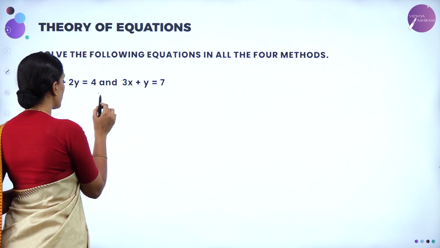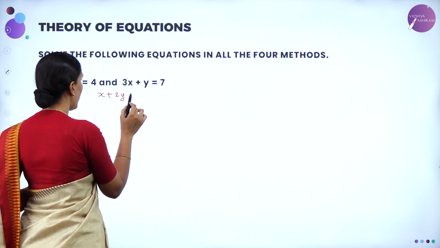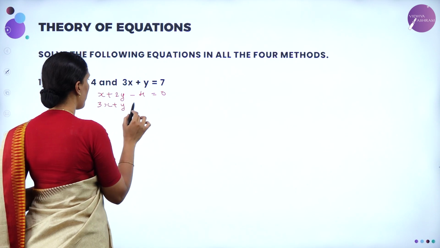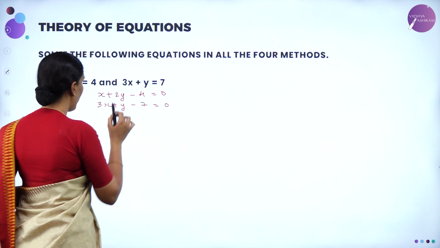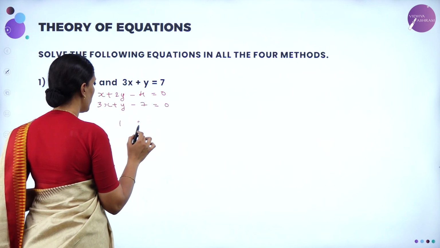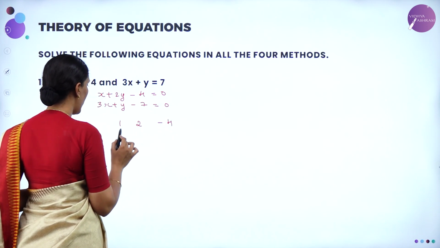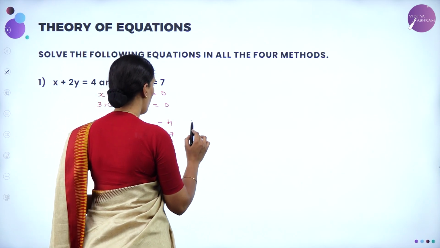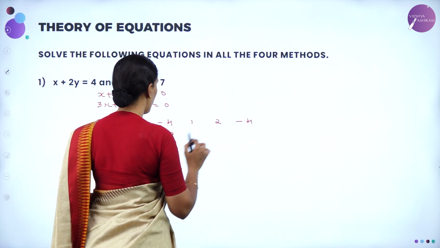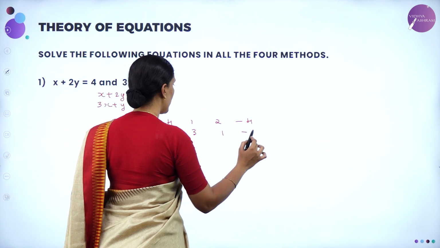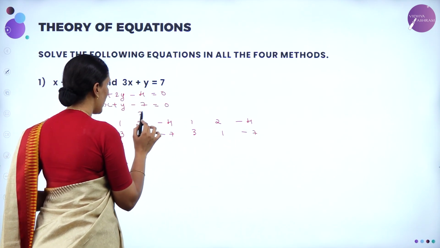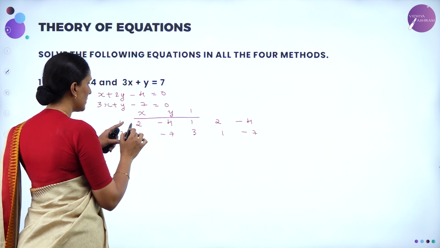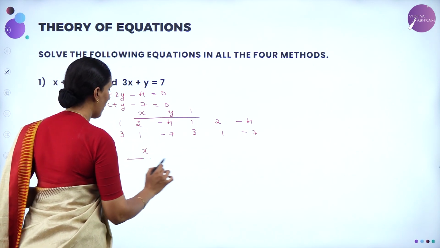We'll write the equation as x plus 2y minus 4 is equal to 0, 3x plus y minus 7 is equal to 0. We'll write the numbers 1, 2, minus 4 here, and here it is 3, 1, minus 7. We'll repeat the same 1, 2, minus 4, 3, 1, minus 7. Here we'll write x, y, 1. So for x, we'll write x divided by.